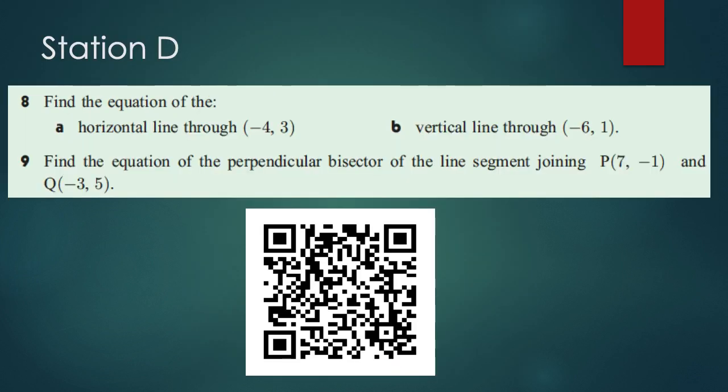So station D, find the equation of the line that's horizontal through negative 4, 3, or vertical through negative 6, 1. You do need to remember the slope is 0 for horizontal lines and undefined for vertical lines. The other thing to remember, for horizontal lines, it's going to be y equals the y coordinate. For vertical lines, it's going to be x equals the x coordinate. For number 9 there, find the equation of the perpendicular bisector of the line segment joining 7, negative 1, and negative 3, 5. So we'll come to that one in just a minute.